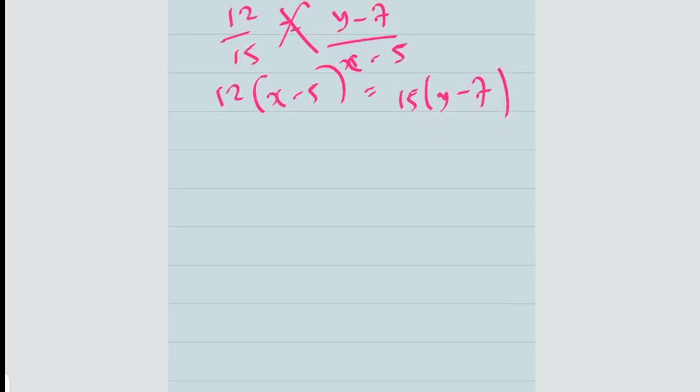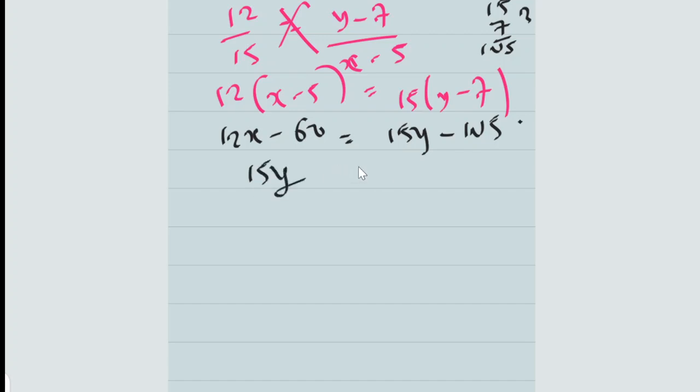I hope you understand that. So 15 into y minus 7. This will now give me 12x minus 60 is equal to 15y minus what? What is 15 times 7? 5, 3, 7. That's 105. So if you collect the like terms, I can have 12x minus 60 plus 105 is equal to 15y.